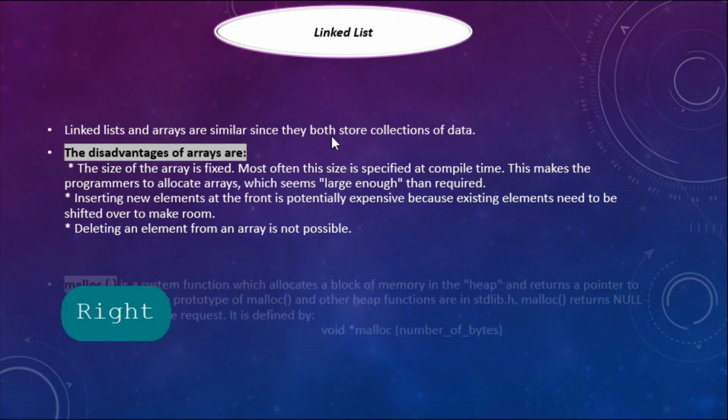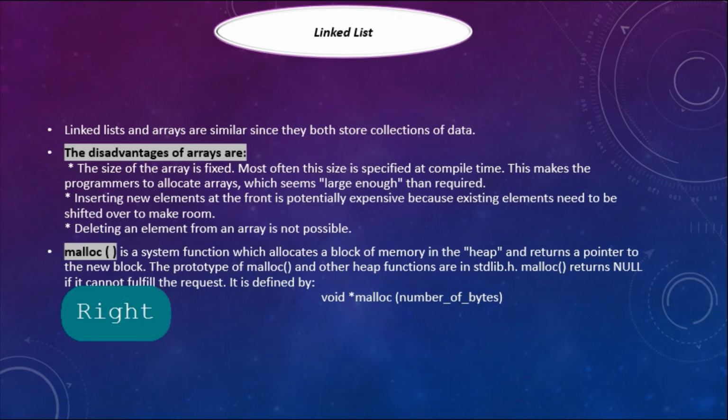So let's have a quick recap of some of the terminologies and the rules of pointers. These rules, terminologies and functions are most commonly used in the linked list, and the whole linked list code depends on these. One of them is malloc. Malloc is a system function which allocates a block of memory in the heap and returns a pointer to the new block. By default, the malloc function returns null, and its return type is void pointer.